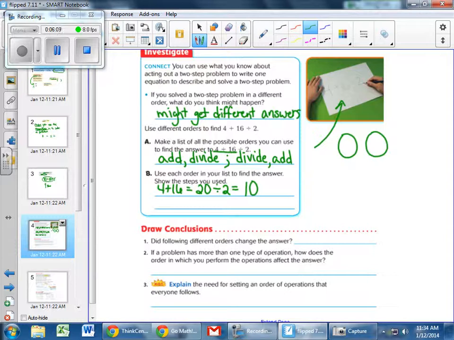So let's divide and do it the second way. We have 16 divided by 2. So what times 2 equals 16 is 8. And then plus 4 for our adding part. 8 plus 4 is 12. So we have the same problem, but we have 2 different answers.